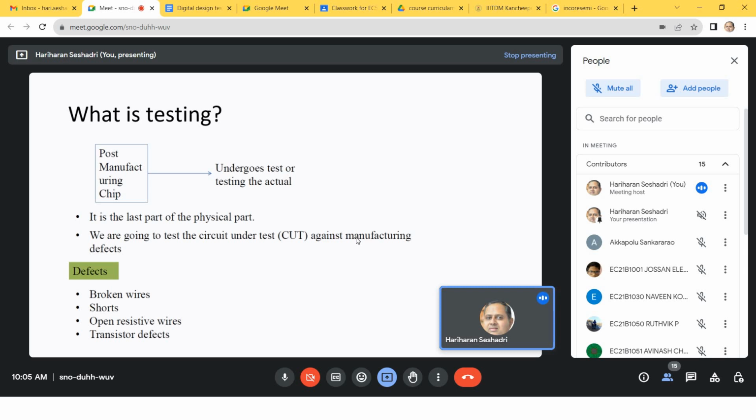Who manufactures the chip? The fabrication industry. Who's the fab? Can you tell me the name? TSMC, GlobalFoundries. Very good. And there are a lot of manufacturing initiatives happening in India.